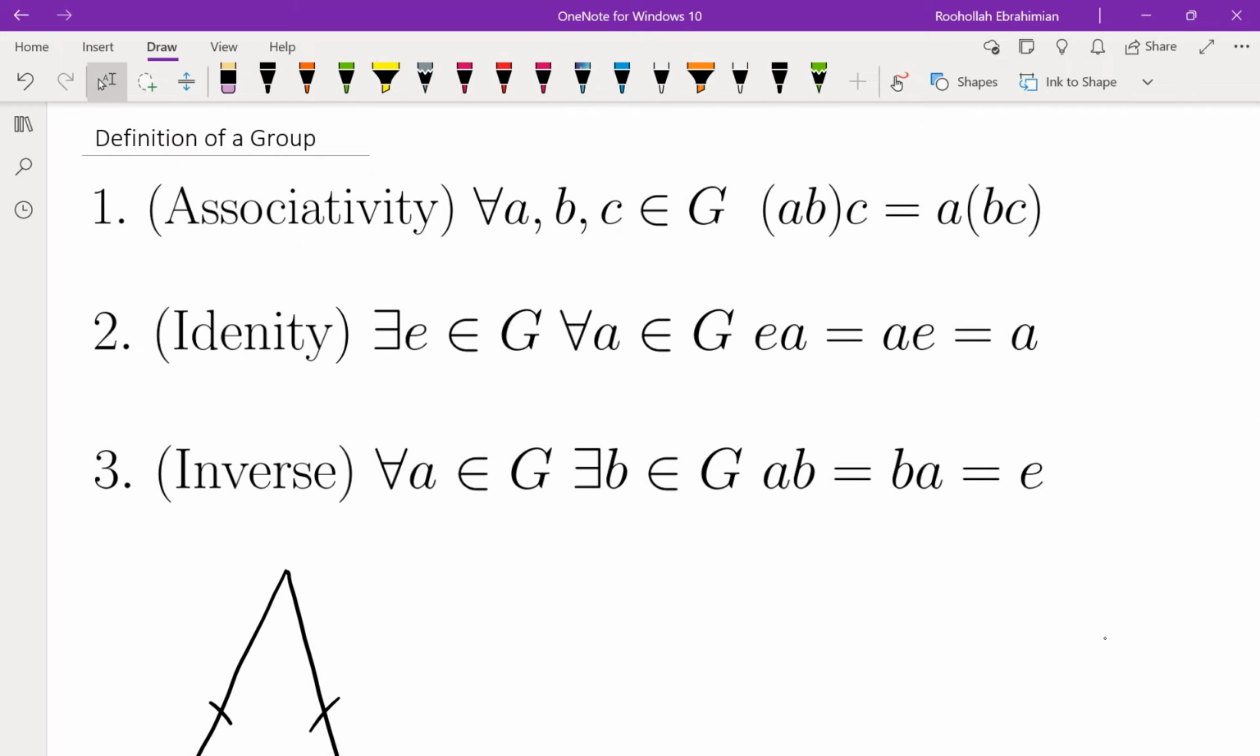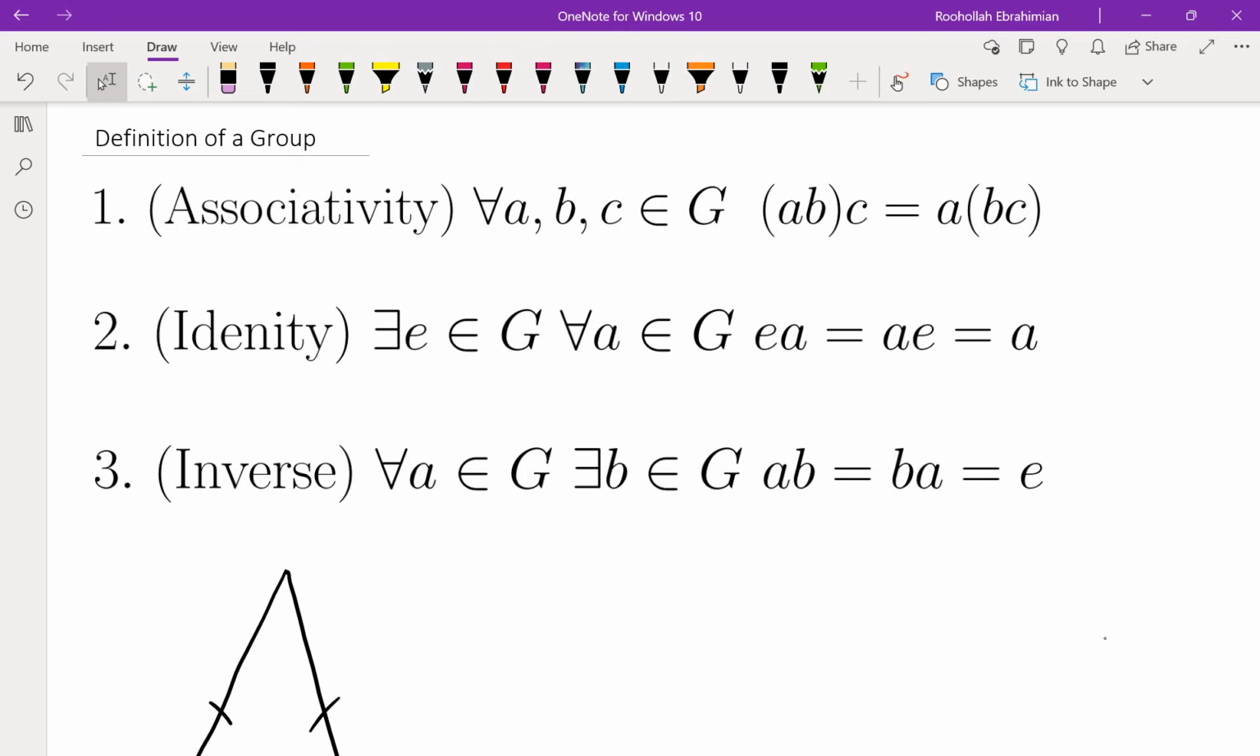So first, what is the definition of a group? There are three properties that we need to check in order to check something is a group. Starting from a binary operation, which means hidden in there, we assume that the operation is closed. We have associativity, which means (AB)C is equal to A(BC). We have identity, which means there is an element E such that EA and AE are both A. And we have inverse, which means for every element, there is another element such that their product is the identity from either direction.